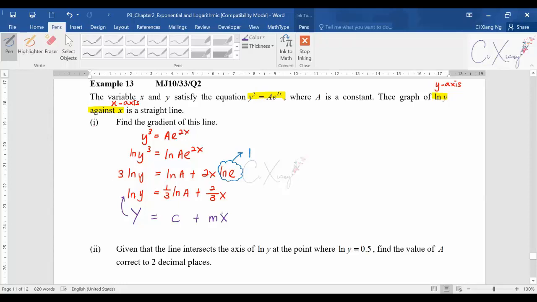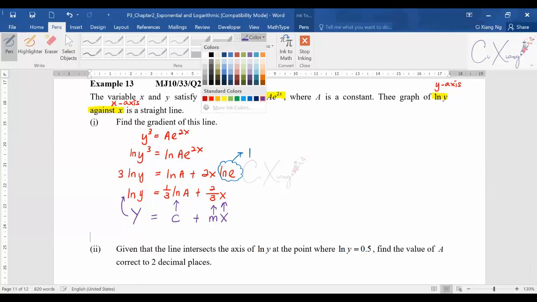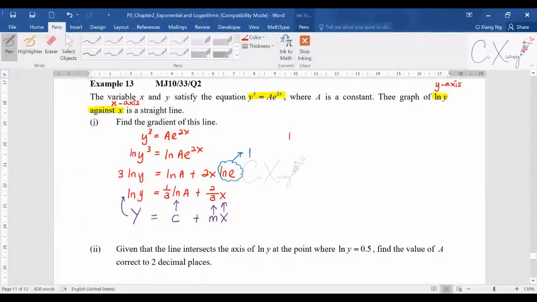And then x-axis is x. Therefore, if you compare it straight away, c should be 1 over 3 ln a and m should be 2 over 3. And for this question, they are asking you to find the gradient of this line. So after comparison, you will get the gradient very easily, which is 2 over 3.